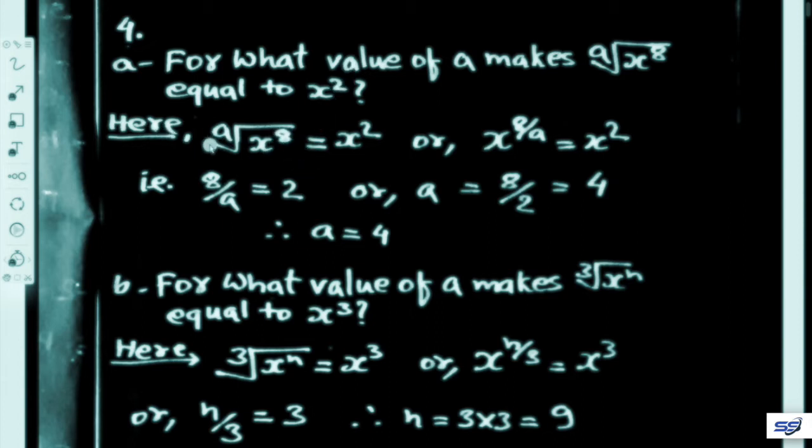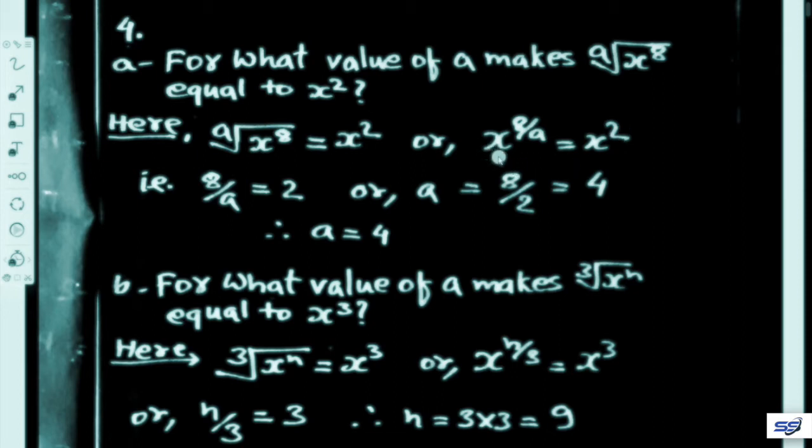Again, see we have the A-th root of x power 8, root under x power 8, and here A is the index of the root, equal to x square. Since A is the root, it shall be placed at the bottom of 8, or we can say it shall be multiplied to the power in the form of 1 upon the given number. So it becomes 8 into 1 upon A, which is 8 upon A, so x power 8 upon A equals x square.